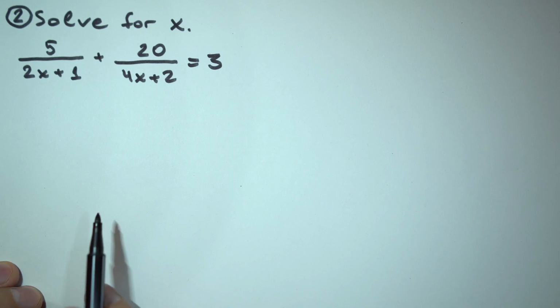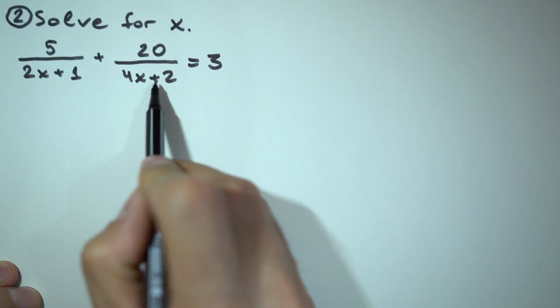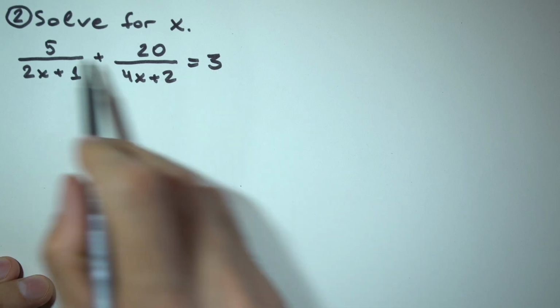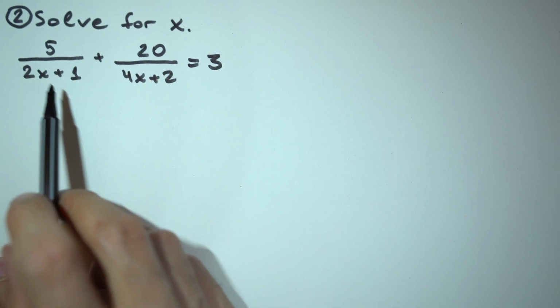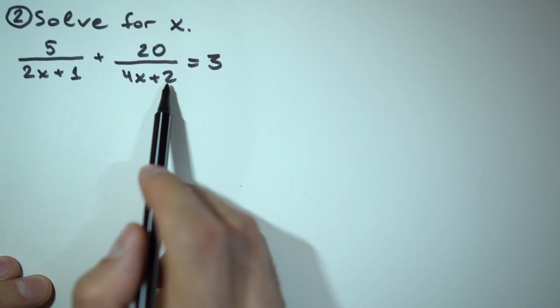Problem number 2. Solve for x. 5 over 2x plus 1 plus 20 over 4x plus 2 equals 3. Again, we have two fractions, but this time they contain an unknown number. We have 2x plus 1 here and 4x plus 2 here.